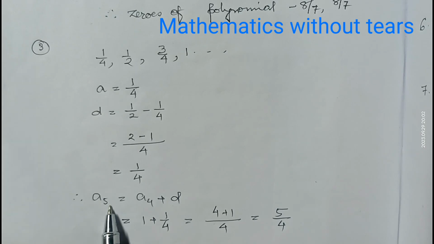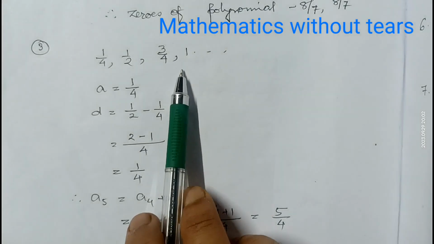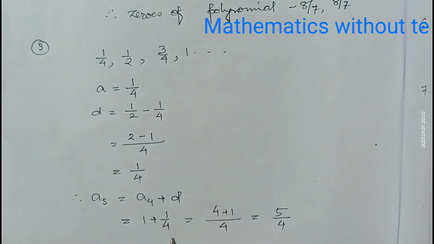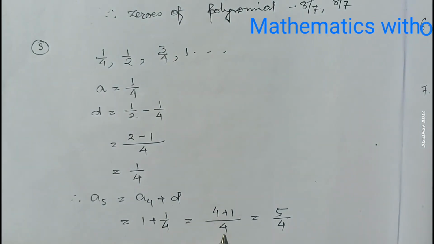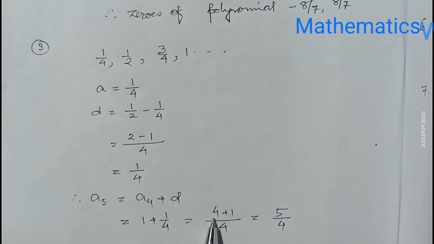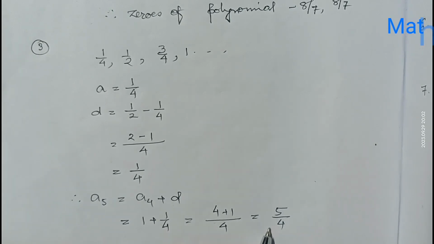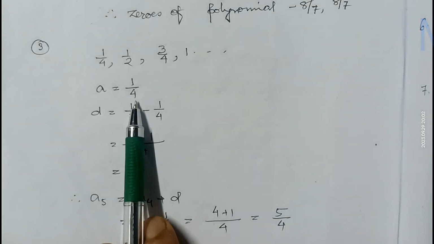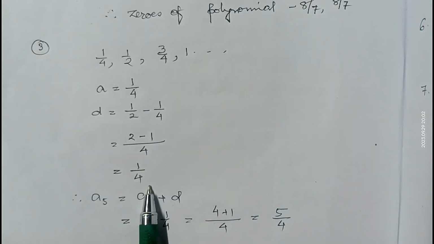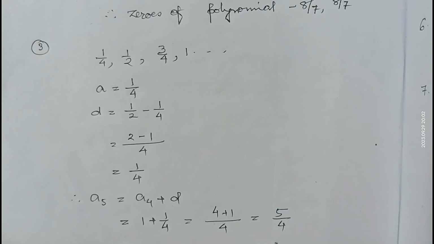Now we have to calculate the fifth term. Fifth term will be fourth term plus common difference. Fourth term is 1. 1 plus 1 by 4. Here LCM will be 4. 4 into 1, 4. 4 divided by 4, 1. 1 times 1 is 1. 4 plus 1, 5 by 4. Therefore, first term is 1 by 4, common difference is 1 by 4 and fifth term is 5 by 4.